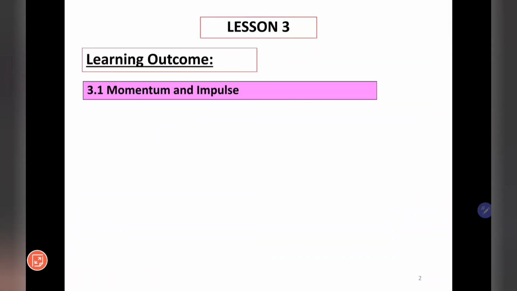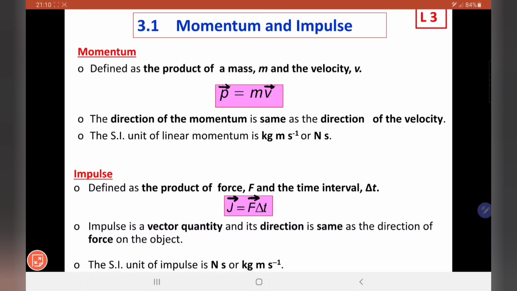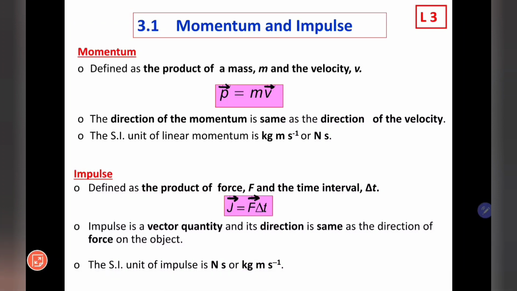According to the learning outcome, students should be able to define momentum and impulse, which is J equals F delta T, solve problems related to impulse and the impulse momentum theorem, and lastly, use the F against T graph to determine impulse. Okay, let's start with the definition of momentum and impulse.